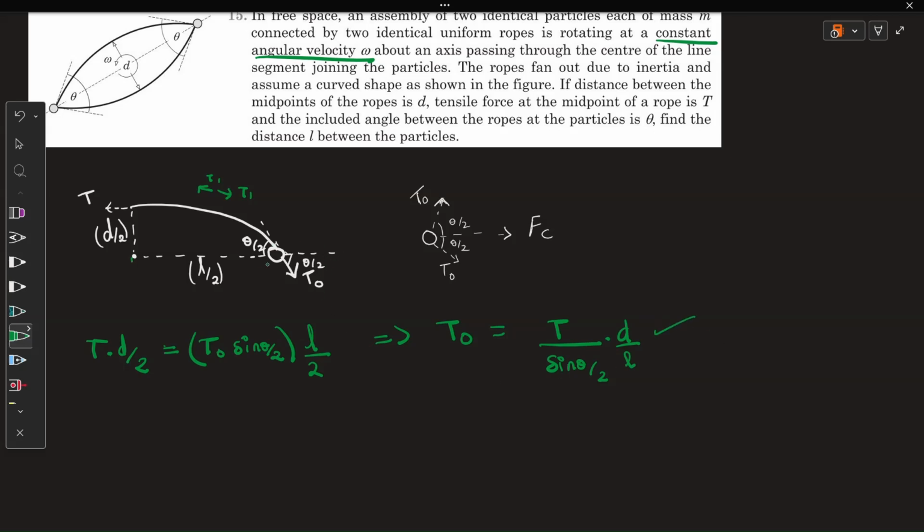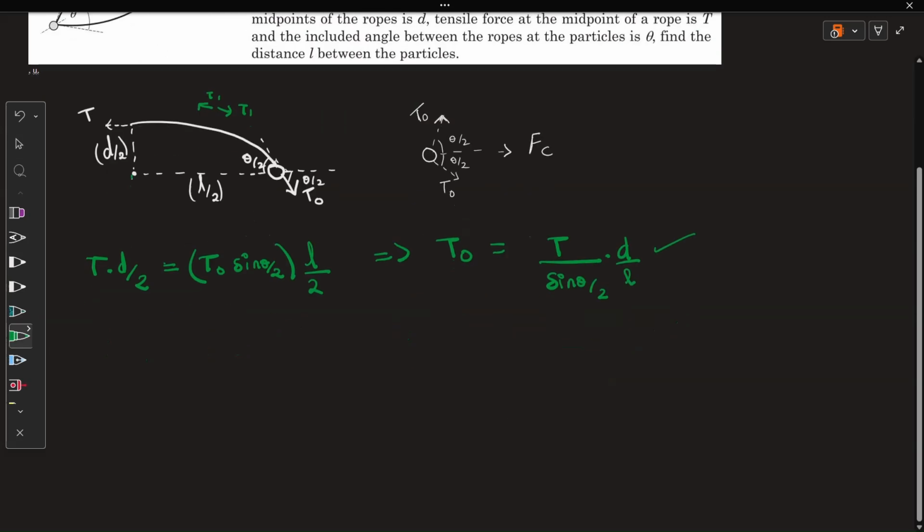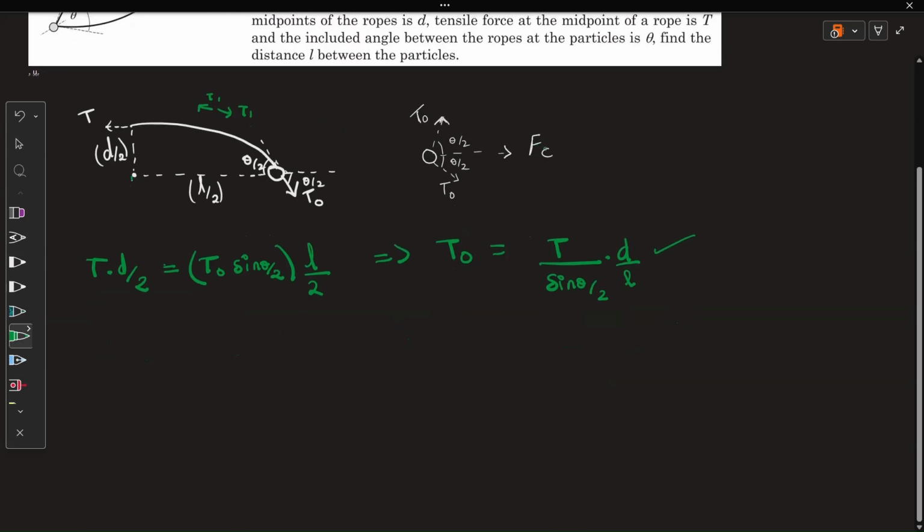Now, if you see, this body is undergoing a circular motion about this point, right? Simple. So this must have some centripetal force, you know the omega squared. This centripetal force I'm terming as Fc. Let's assume the mass of this ball is m. So Fc is m omega square into r, where r is L by 2.